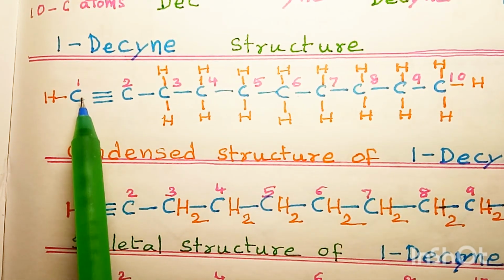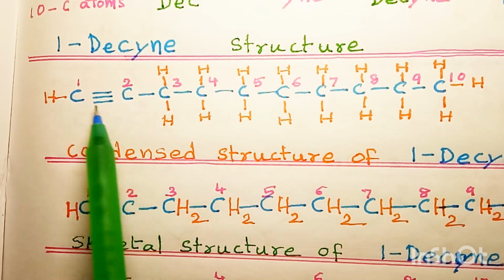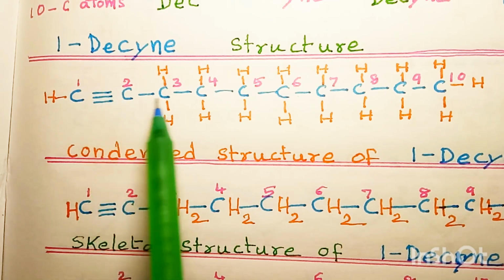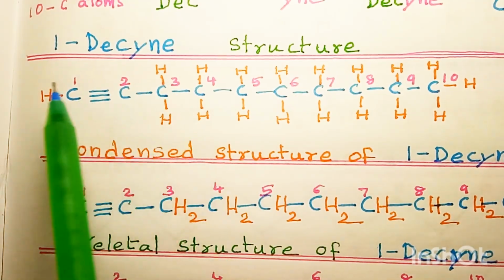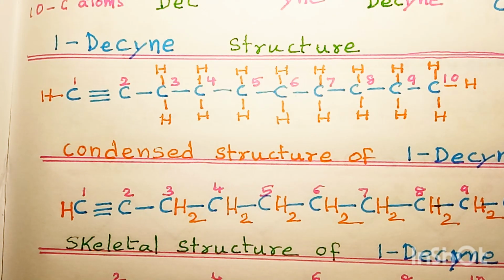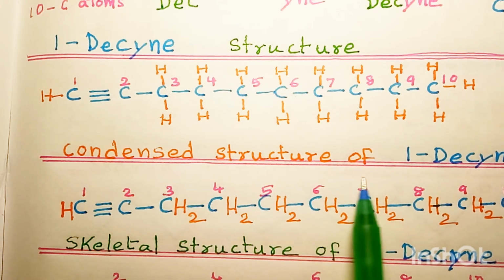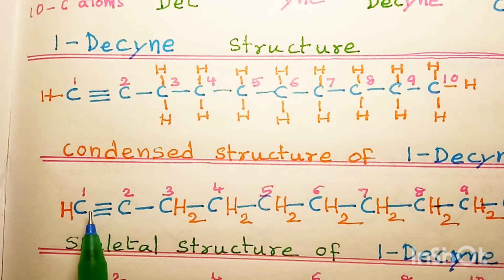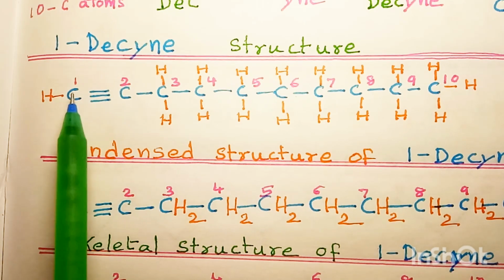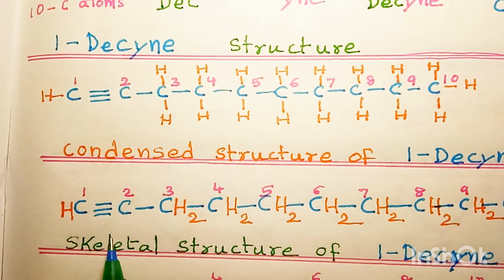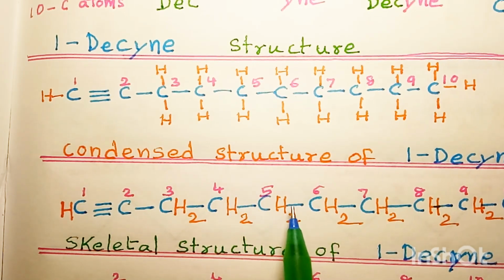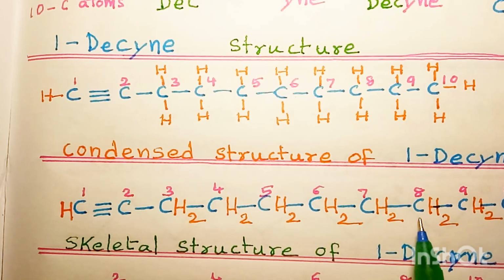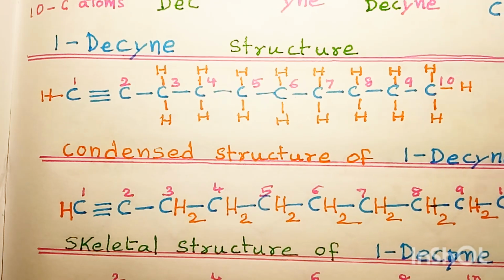The triple bond will be between first and second carbon. So it is 1-decyne. There are total 10 carbon atoms. Each carbon atom should have 4 bonds. Now the condensed structure of 1-decyne. We have to write carbon and hydrogen together without the single bonds. So this will be CH triple bond C single bond CH2, single bond CH2, single bond CH2, single bond CH2, single bond CH2, single bond CH2, single bond CH2, single bond CH3.